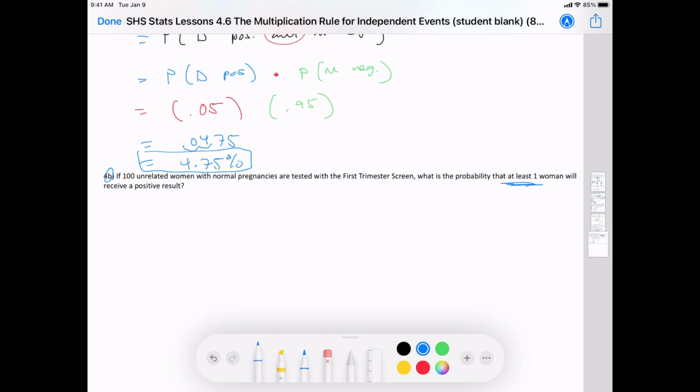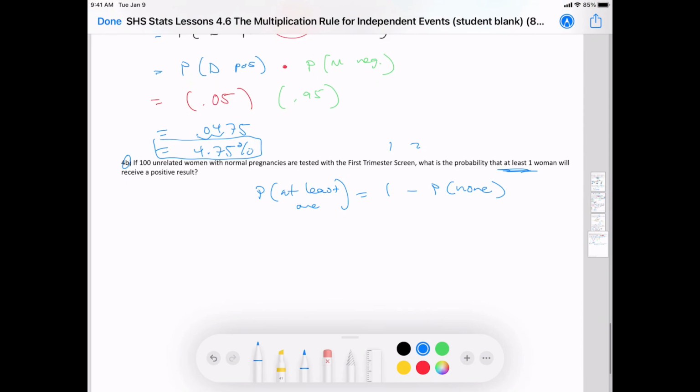Well, I don't really want to figure out the probability of one woman. Of the 100, one gets it. The probability of out of 100, 2 of them get it, and 98 are negative. Does that make sense? That'll be too much, so we can just use the formula. Probability of at least one, that's the key word, equals 1 minus the probability of none. Okay, this would be the probability of 1 minus. Okay, none is the same word as 0.